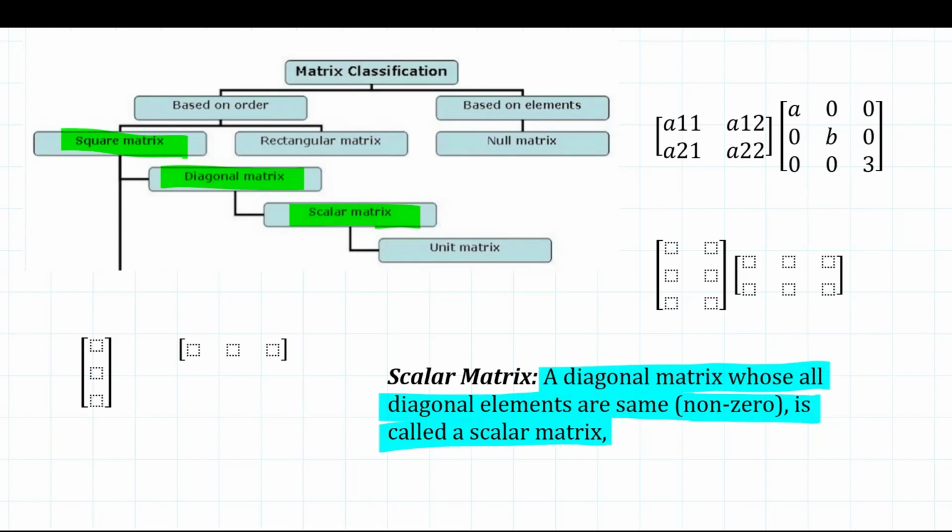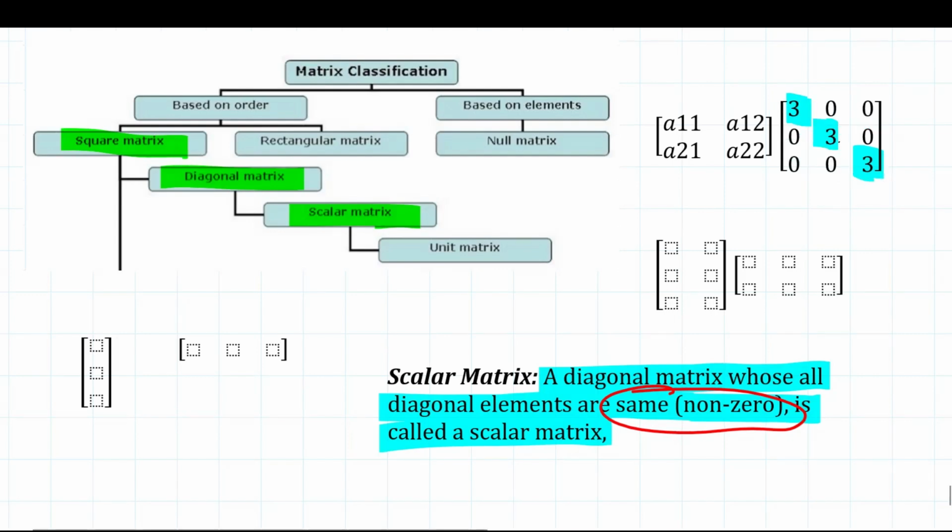Now check here, this is a diagonal matrix. The reason is the non-diagonal elements are 0, but as you can see these elements are not the same, right? It has to be the same, non-zero. So therefore, we have to replace it with one such number. Like over here, I'm going to write 3. Everywhere I'm writing 3. So instead of 3, you can replace this with k or any other scalar quantity. So this is what? A scalar matrix.